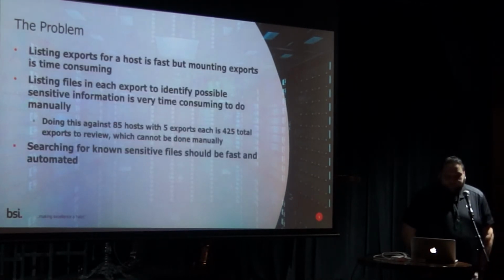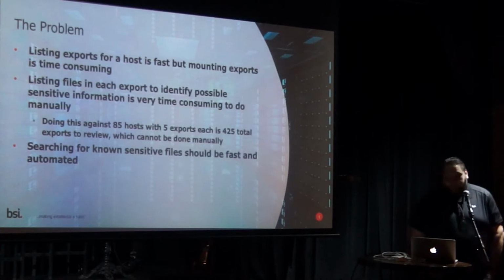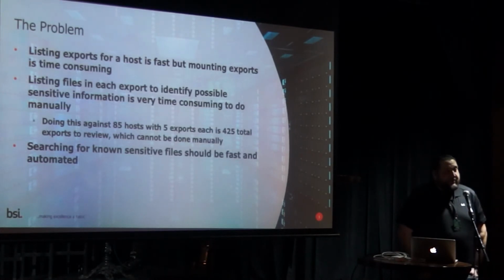Kind of what I just talked about, but the problem is, how can we list exports for a host that's fast? Doing it is time consuming if you're doing it manually. Listing each of the files on every export is very time consuming. So that 85 hosts with 5 exports each was 425 different file shares I had to dig through. On a 1-week engagement, when that is just one tiny sliver of the whole engagement, that is not doable manually. And then I wanted to search for some sensitive files on there as well. So how do you do all of this on an engagement in a short period of time?